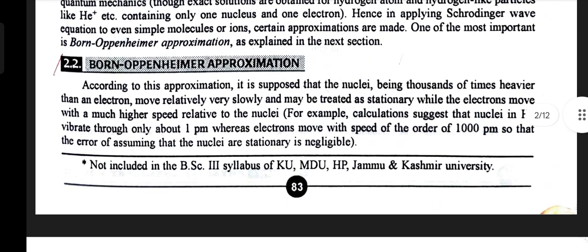Now, Born-Oppenheimer approximation. According to this approximation, it is supposed that the nuclei, being thousands of times heavier than an electron, move relatively very slowly and may be treated as stationary, while the electron moves with a higher speed relative to the nuclei. For example, calculations suggest that nuclei in H2 vibrate through only 1 pm whereas electrons move with a speed of the order of 1000 pm. So the error of assuming that the nuclei are stationary is negligible.